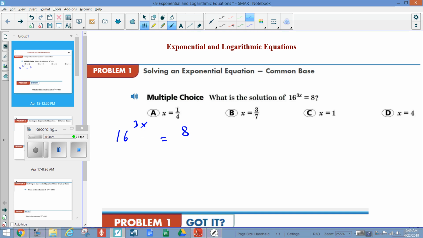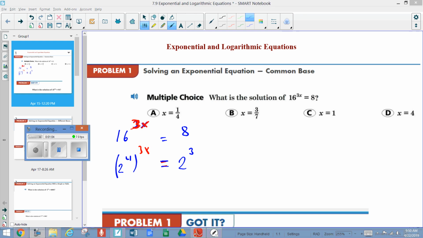Now, I said 1/4. This is 3x, correct? So can you write 8 in terms of base 2, to the power of what? To the power of what is equal to 16? 4 is correct. So, 2 to the power of what makes 8? Class, wake up. 3. 2 to the power of 3 is equal to 8.